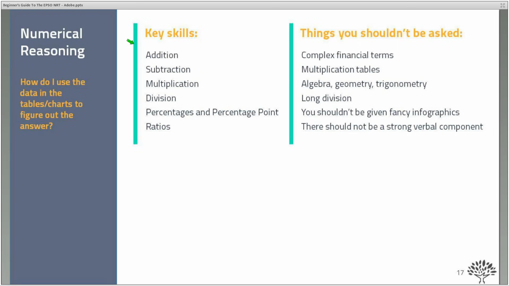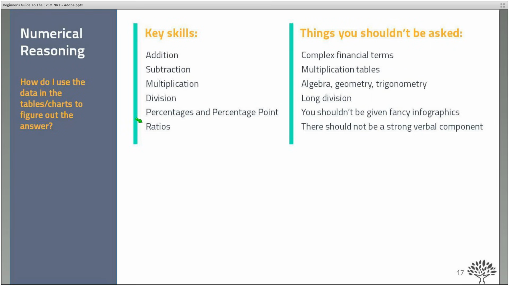So things you'll be asked are around addition, so totaling up different sets of values, subtraction, so working out the difference between them. Multiplication might come in handy. Division may also come in handy. Quite common are percentages and percentage points, and I'll go into detail on the difference between those two later in the presentation, but you should be very comfortable with percentages if you want to be able to perform to your best in the exam. And sometimes ratios are in there as well. So for every 2 of one thing, there's 5 of another, for example. So getting a bit of familiarity with ratios can also support you.